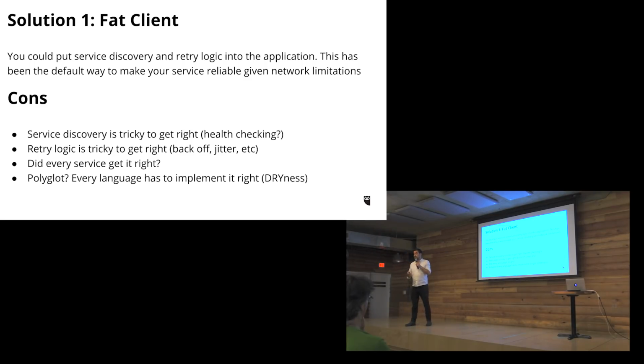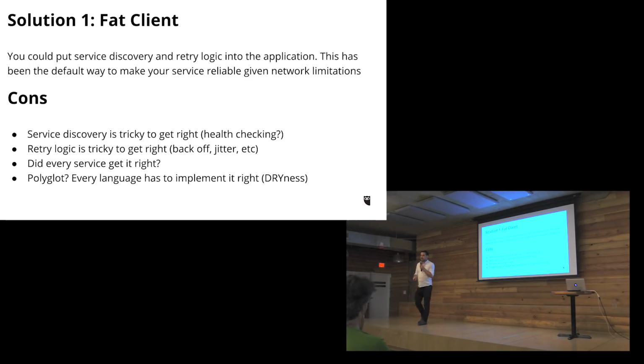tricky to get right. There might be different consistency models with your service discovery. Maybe you would crowd or overload your service discovery. Should you trust the entries in service discovery? Is that actually the truth? Retry logic is also really tricky, and it's hard to get right.